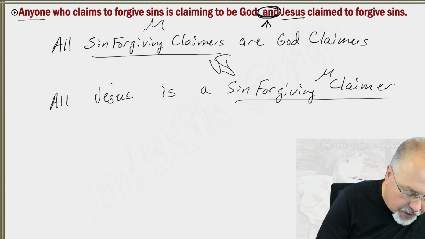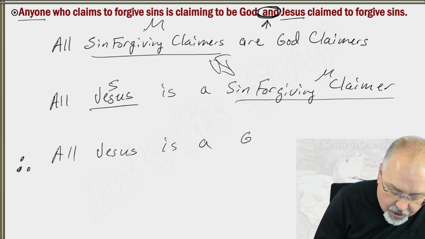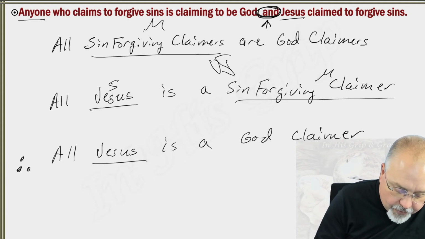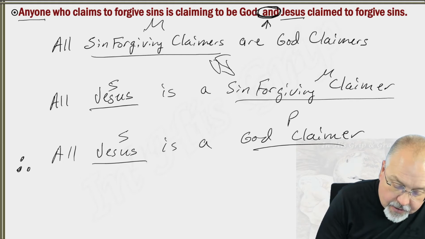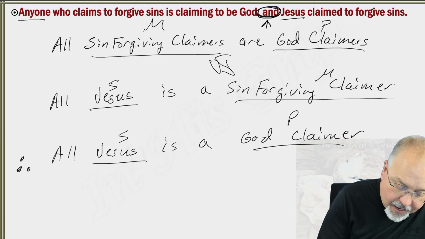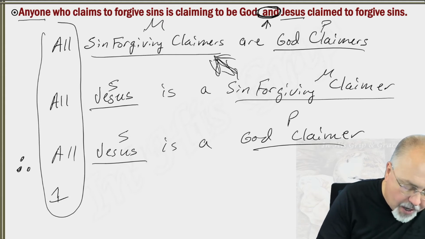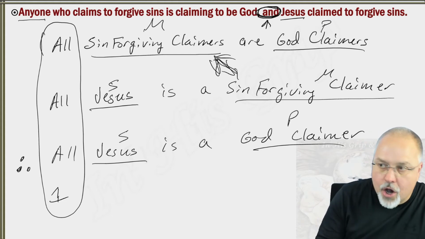Because this is set up to be A1. So now let's write a conclusion that helps us. This will be S, right? And so all Jesus is a God claimer, right? So here we go. S, this is P up here. Okay, I have AAA1. And I think this is the best thing to remember, that if you can do AAA1, you're going to know that's always going to be valid, right?